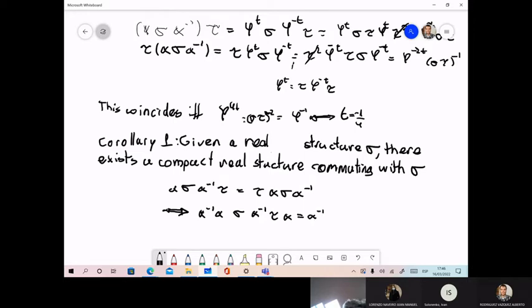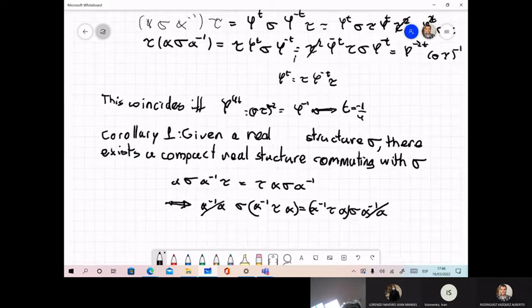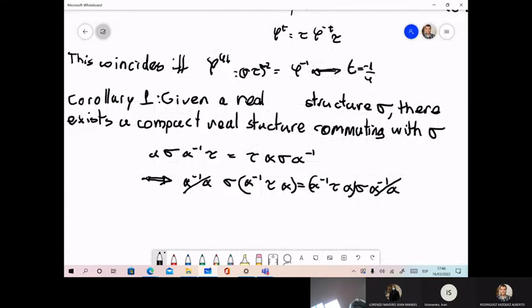So this is alpha minus 1 tau alpha sigma alpha minus 1 alpha. This is identity, this is identity, and then we bracket like this. So alpha minus 1 tau alpha is a compact real structure commuting with sigma.